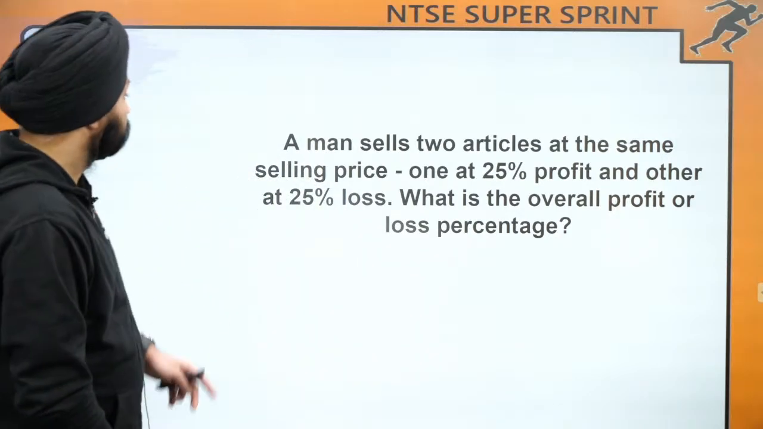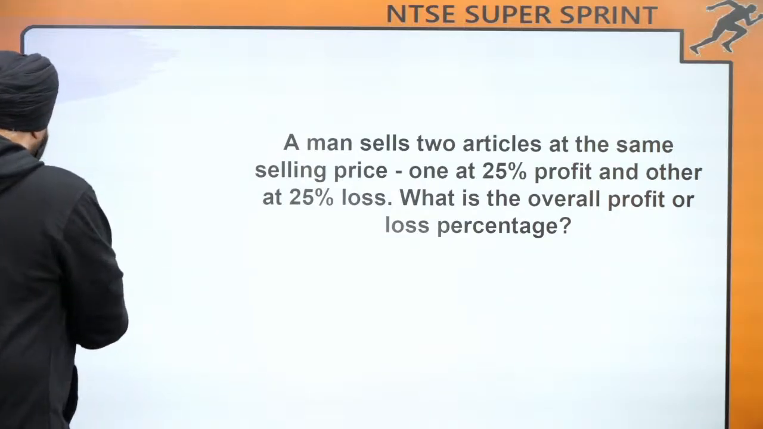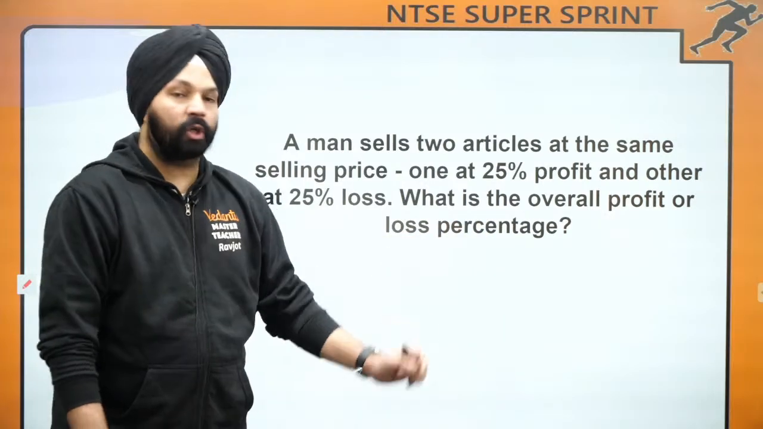So let's have a look. A man sells two articles of same selling price, one at 25% profit and other at 25% loss. What is the overall profit or loss percentage?